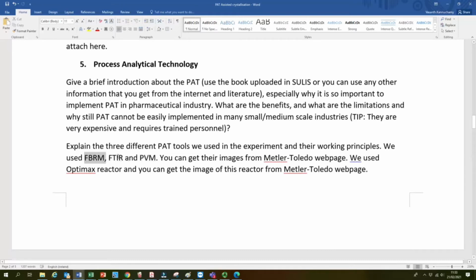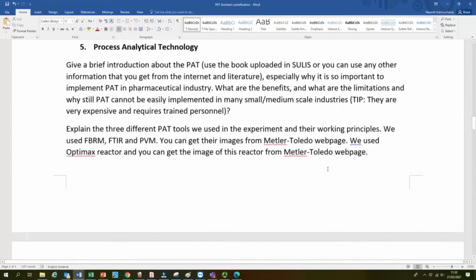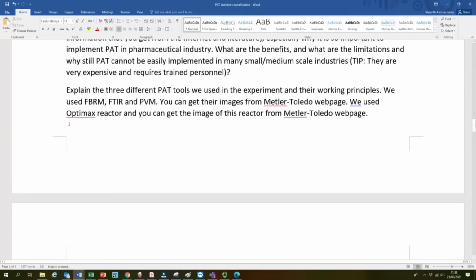Anyway, I already talked about this in part 5a, how FTIR works, how the FBRM works, and slightly about their working principles. So try to check that one. And then we performed all the crystallization experiments using the Optimax reactor, and you can get the image of this reactor from the Mettler Toledo web page. In fact, we used the Optimax reactor, I think 1001.